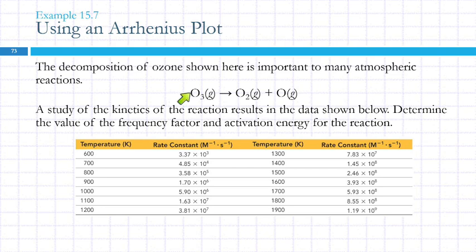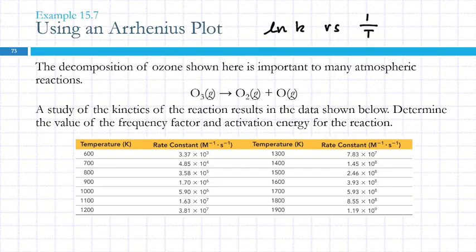So we're going to look at the decomposition of ozone. It's important in many atmospheric reactions. So they studied the kinetics of the reaction, and this is the data. They measured the rate constant at a bunch of different temperatures. This says determine the value of the frequency factor and the activation energy for the reaction. So what we need to do is make a graph. And the Arrhenius plot is natural log of k versus 1 over the temperature.